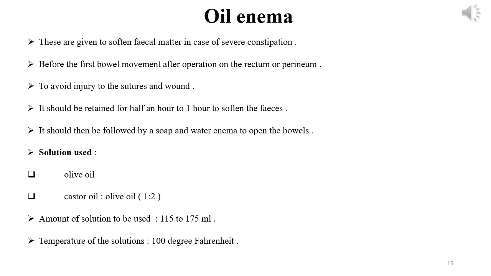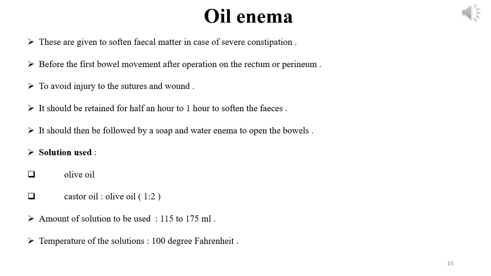Here we are talking about oil enema. Basically it is one type of enema. It is given to severe constipation patients to soften fecal matter. To avoid injury to the suture and wound, it should be retained for half an hour to 1 hour to soften the feces. Means it is required to retain it for half an hour or 1 hour for providing its effect. It should then be followed by a soap and water enema to open the bowels. Means after giving oil enema, it should be followed by soap and water.